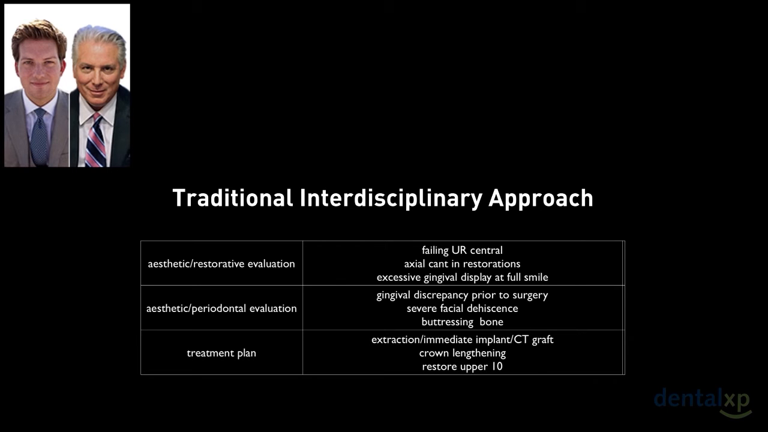So we created a treatment plan that we would address the patient's problem first, which was the pain in the upper right central. We would extract that and try for some type of immediate implant placement. We would then follow that with crown lengthening on the upper arch, and then restorations on the upper 10 to 12 teeth, depending upon how wide was the smile that we designed. We ended up doing the upper 10 restorations.